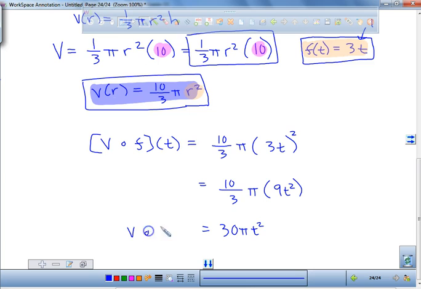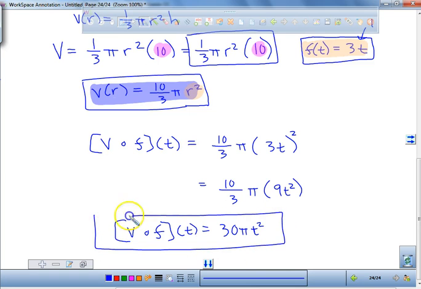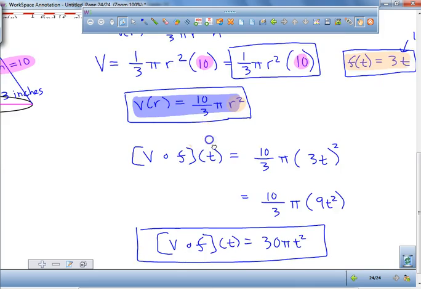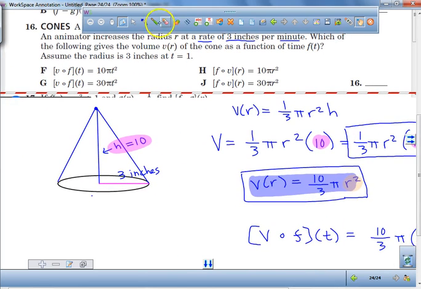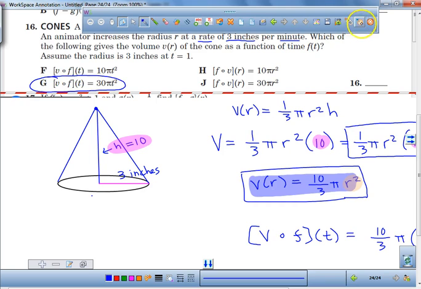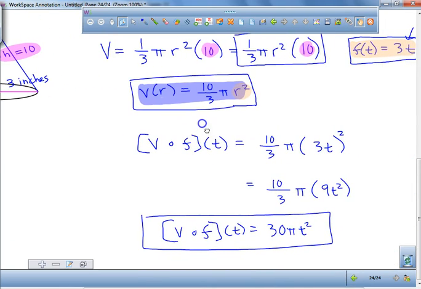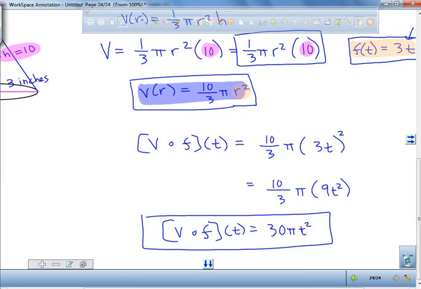So V of t, because we wanted to make a function, right? That was a function of time, not a function of the radius, but a function of time. So it looks like our answer is G. Okay. That's your answer.